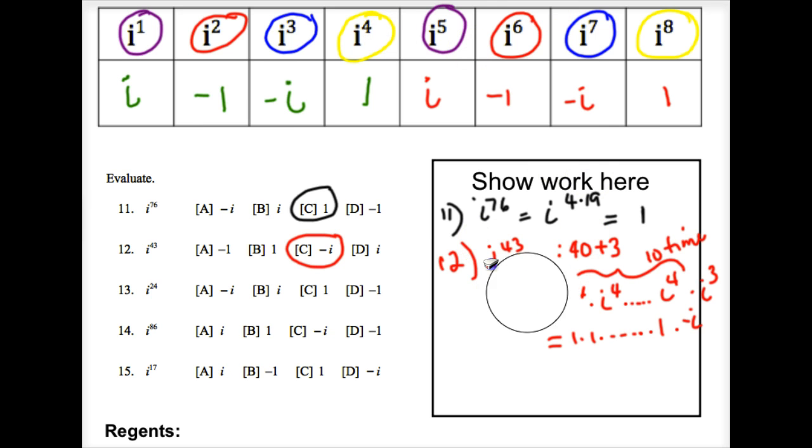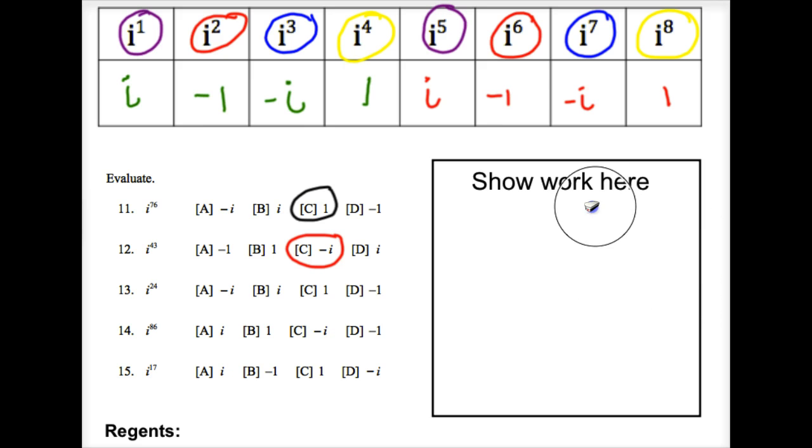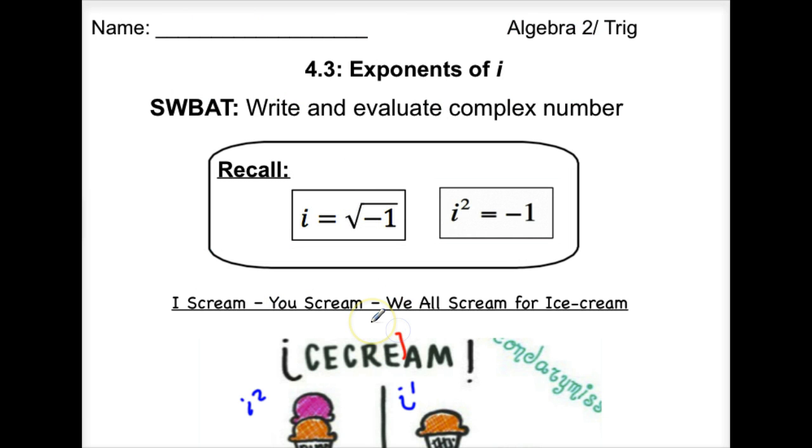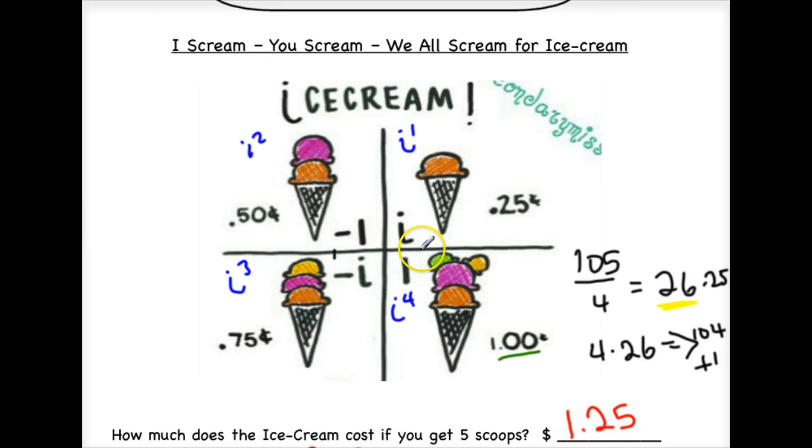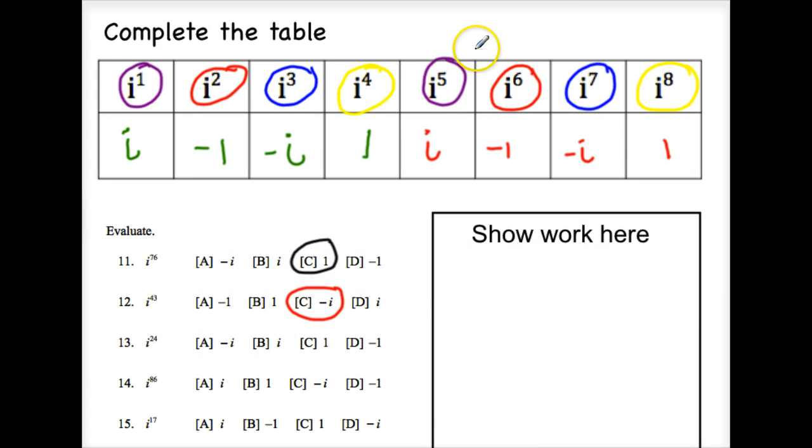I'm going to clear this to get some space. The trick is make them in increments of 4. Remember the ice cream. If you remember this picture right here, this ice cream picture, I want to highlight these for you. This is our 4 repeaters, patterns. 1 scoop is i, 2 scoops is -1, 3 scoops is -i, and then 4 scoops, that's the pattern. So we are at number 13, lucky number 13.